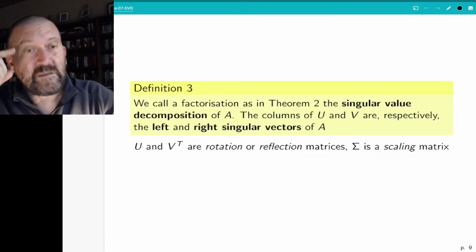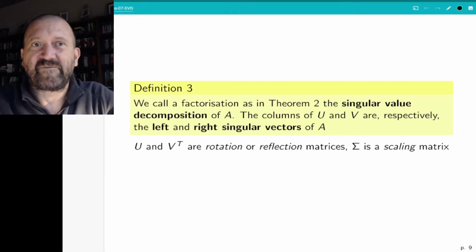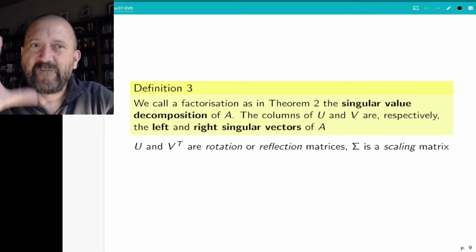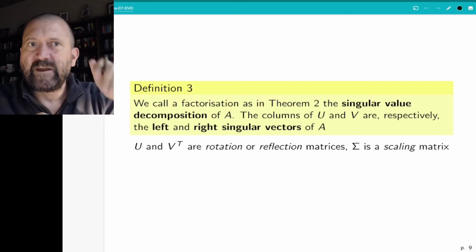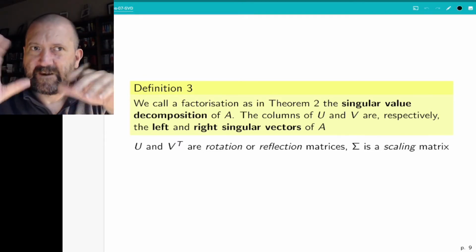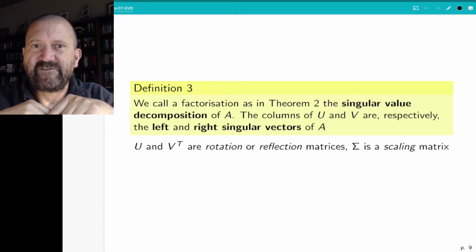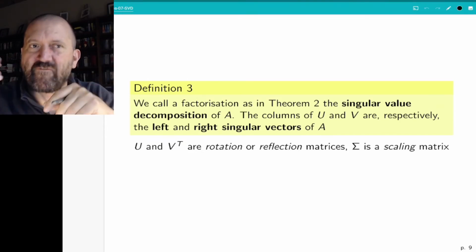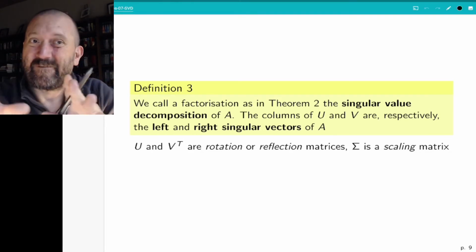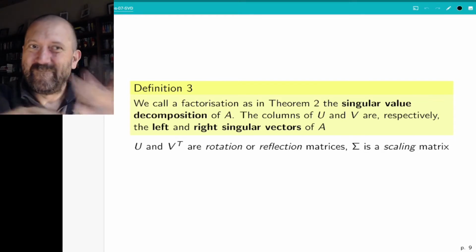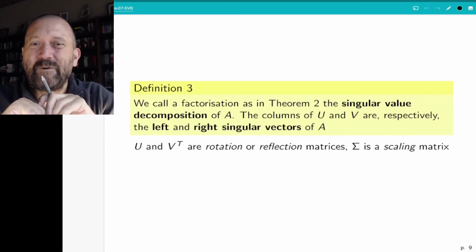Now, when we've done this, there are some names that are important to remember. So a factorization, like the one we just did, A equals U sigma V transpose, is called a singular value decomposition of the matrix A. And the columns in the matrices U and V that appear in this singular value decomposition, we call them the left and right singular vectors of A. Okay, not eigenvectors, singular vectors of A. But they are linked, okay? But you will see that in a moment.